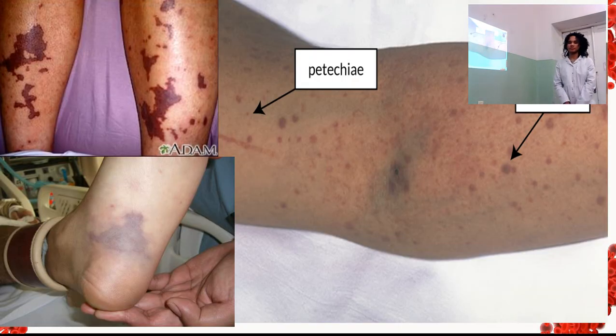Then this is a picture. I think it was already talked about, the petechiae, purpura, and so on.